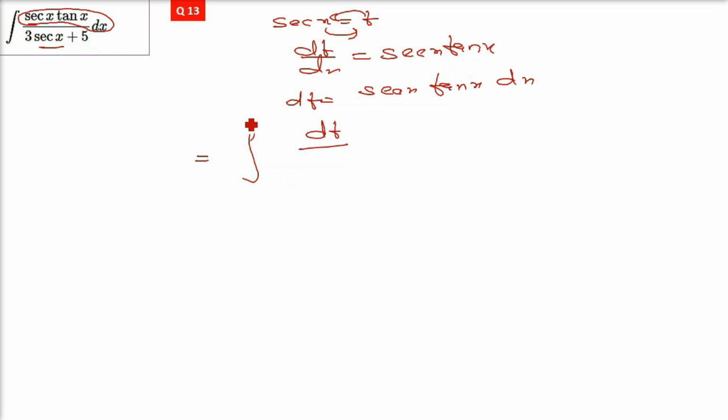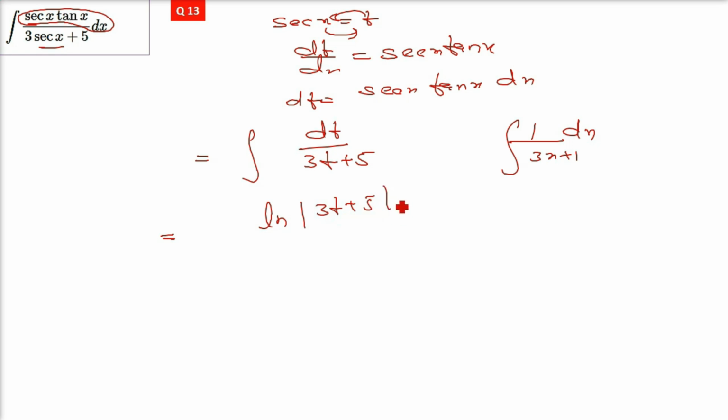The denominator is 3 sec x plus 5. For that we have 3t plus 5. So just imagine that this is dx by 3x plus 5. So we have a direct result out of it. So 1 by 3x plus 5, sorry. If you assume it like this, the result will remain the same, ax plus b. So this will be ln 3t plus 5 plus 5.